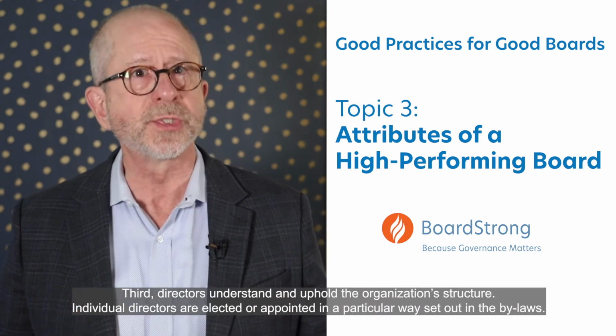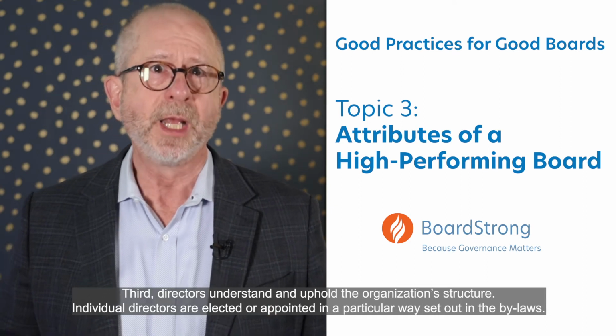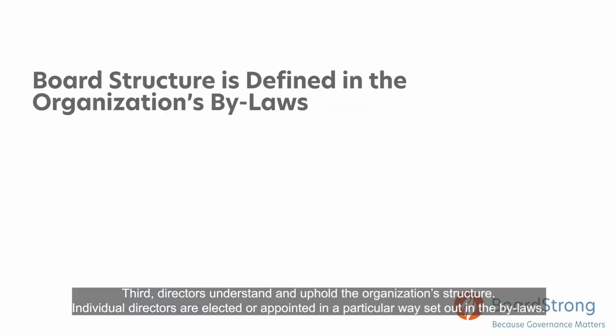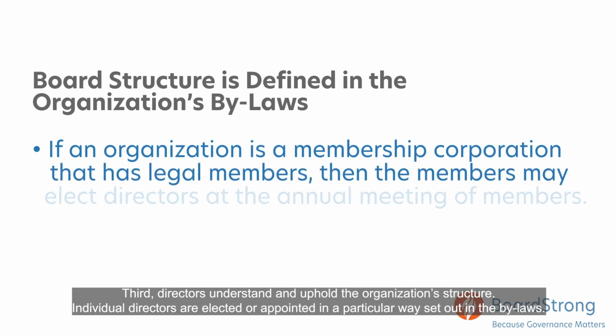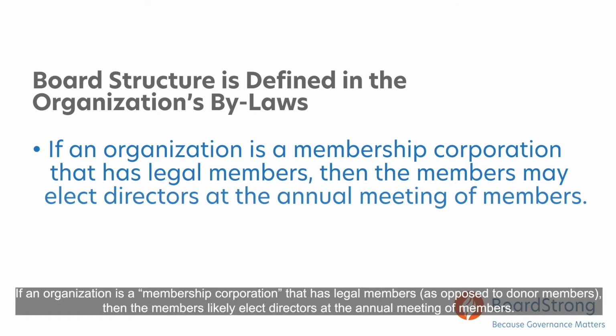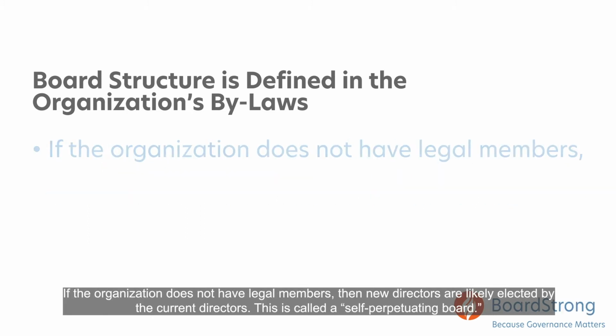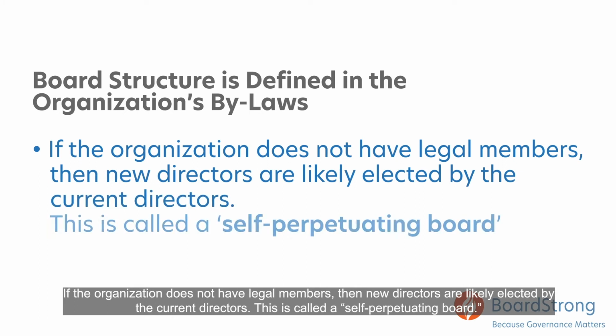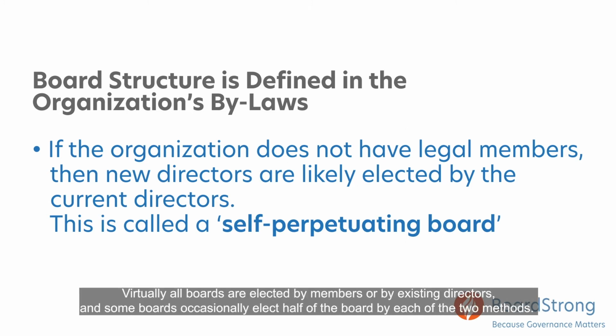Third, directors understand and uphold the organization's structure. Individual directors are elected or appointed in a particular way set out in the bylaws. If an organization is a membership corporation that has legal members as opposed to donor members, then the members likely elect directors at the annual meeting of members. If the organization does not have legal members, then new directors are likely elected by the current directors. This is called a self-perpetuating board. Virtually all boards are elected by members or by existing directors, and some boards occasionally elect half of the board by each of the two methods.